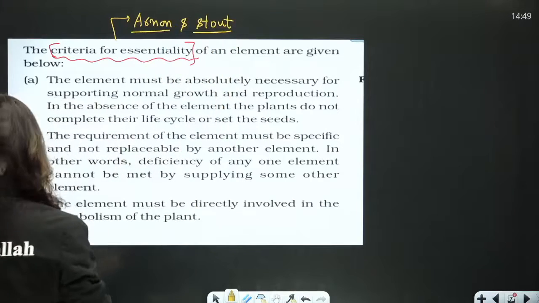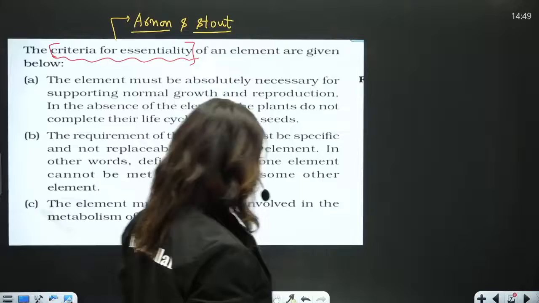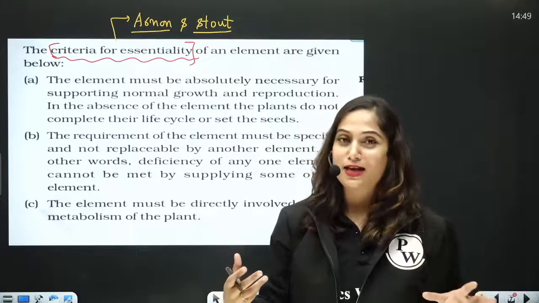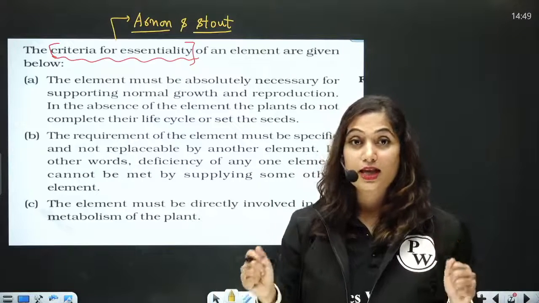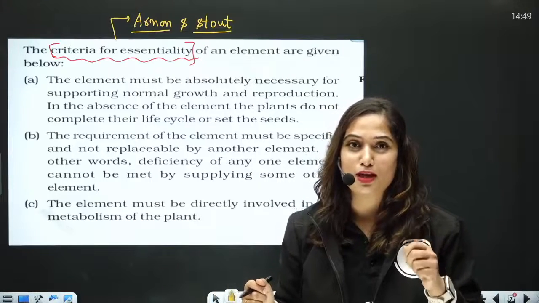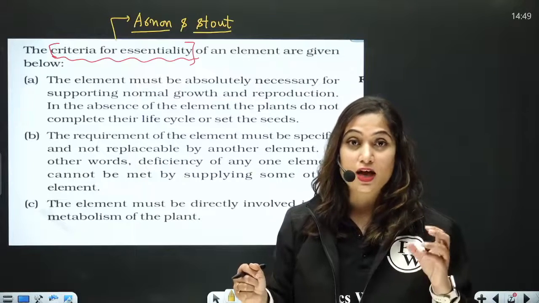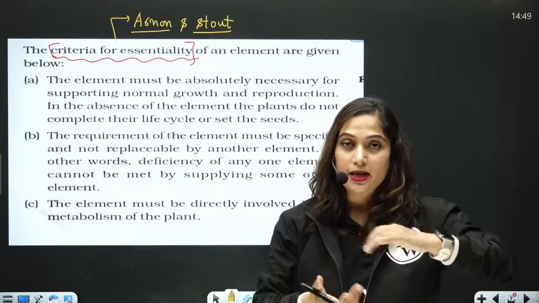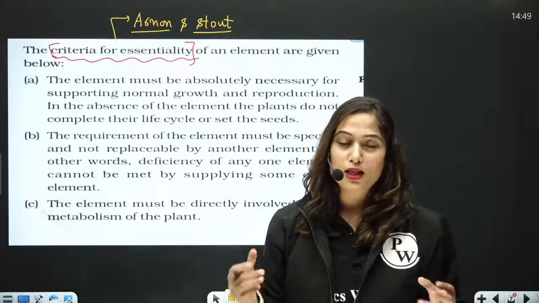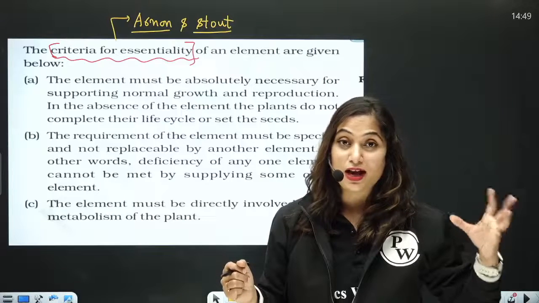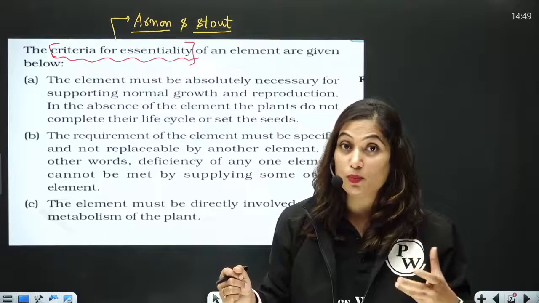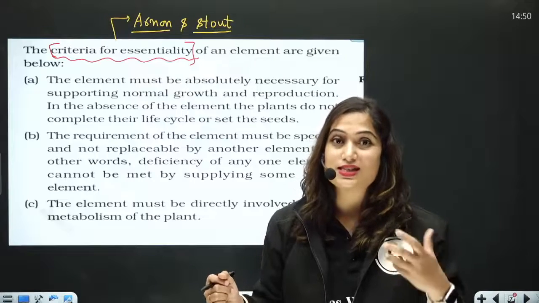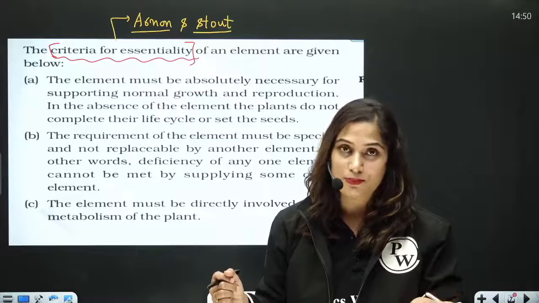Arnon and Stout, right? So what does it say? How will you tell that an element is essential? First of all, the element should be directly involved in the growth of the plant. If that element is not given to the plant, the growth of the plant will be stunted. Then it should be directly involved in the process of reproduction. If that element is not given to the plant, the plant will be unable to reproduce properly. It will be unable to produce seeds. The seed will not set in the plant.